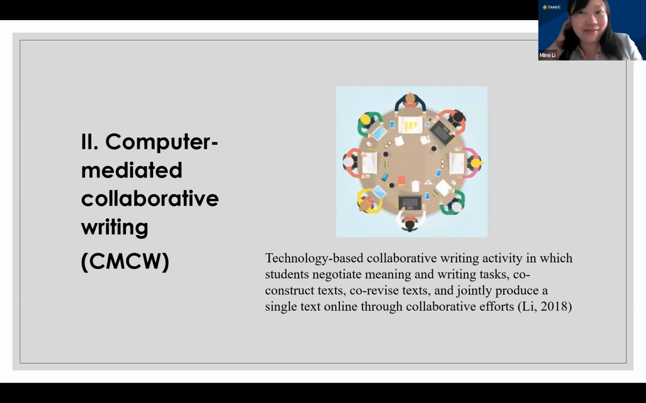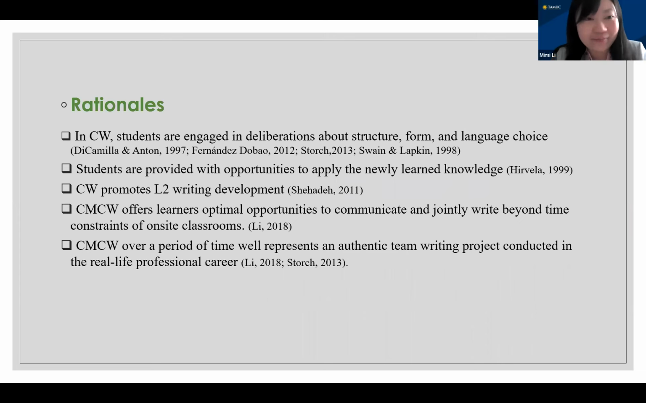Okay, let us move on to the second area, that is computer-mediated collaborative writing, so CMCW. This activity is now very popular, right? It is a technology-based collaborative writing activity in which students negotiate meaning and writing tasks, co-construct texts, co-revise texts, and jointly produce a single text online through collaborative efforts. Why is it important? Because it gives students a lot of opportunities to practice their language, right?